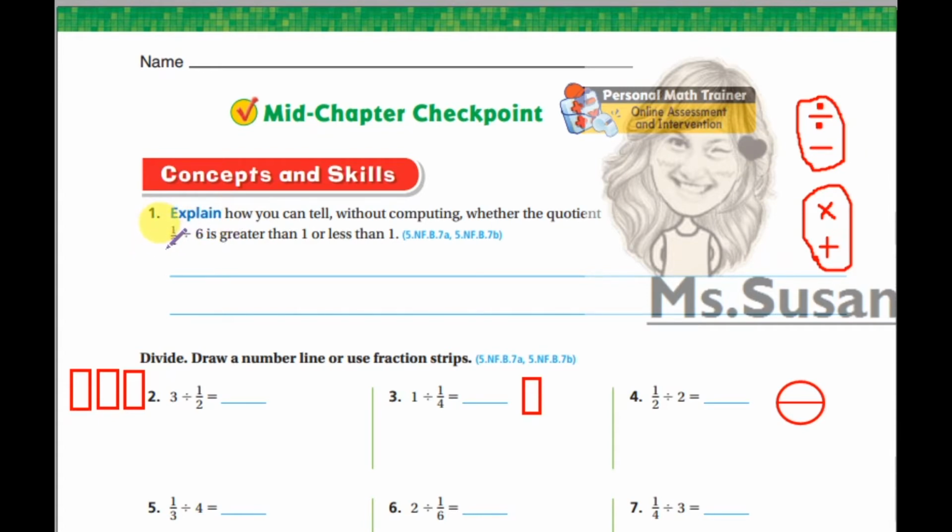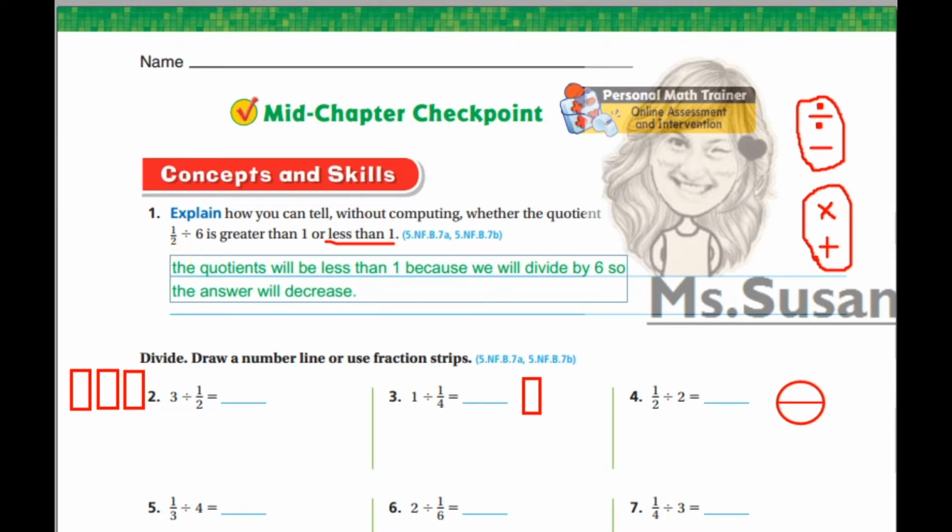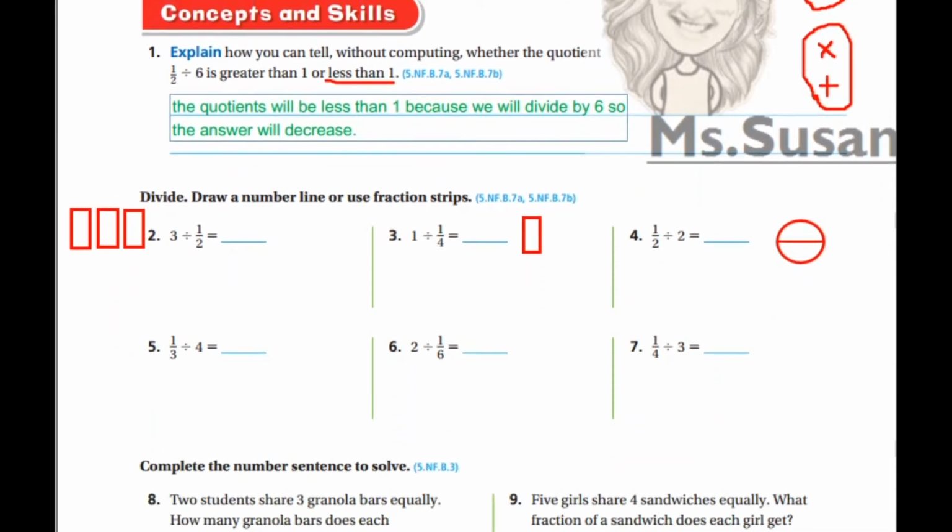So if the number is already half, is half less than or greater than 1? Half, of course, is less than 1 because it's a fraction. So if the number is already less than 1, and you're going to decrease it to less than half, of course the quotient will be less than 1. So let's recap this and write it in a proper sentence. I hope that you got my point. Let's go to the next question.